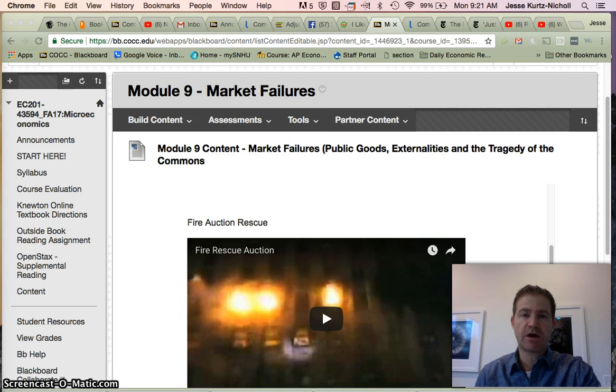This module is about market failures, and so throughout the course we keep talking about the free market and how it works. When you think about Module 3, we talked about what happens when the government intervenes. Well, it creates this thing called deadweight loss, and of course we don't like that. And all of that is premised on the idea that the free market is the best model.